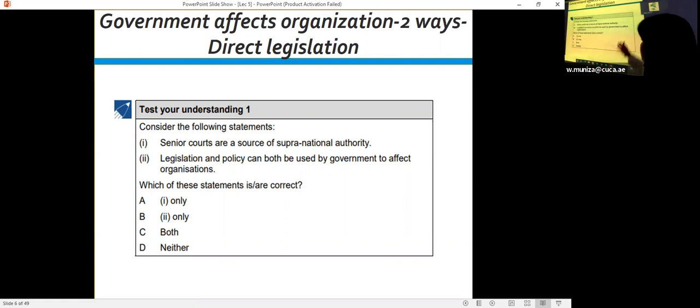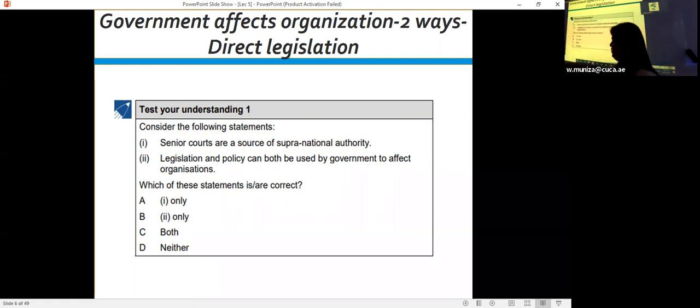What are the 2 ways? Look, the first way is written on the top as well. Direct legislation, and the other way is policy. So by making the policies and legislations, the government can regulate the behavior of the organization. So only the second statement is correct. So option B is the right one. Is it, students?